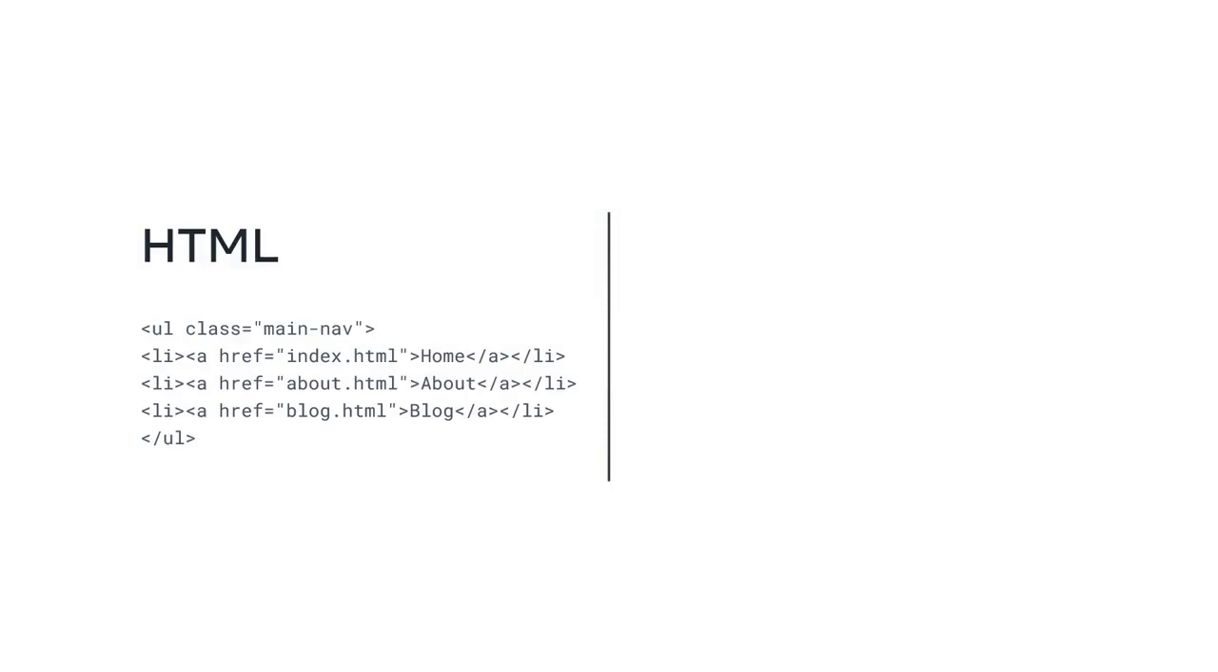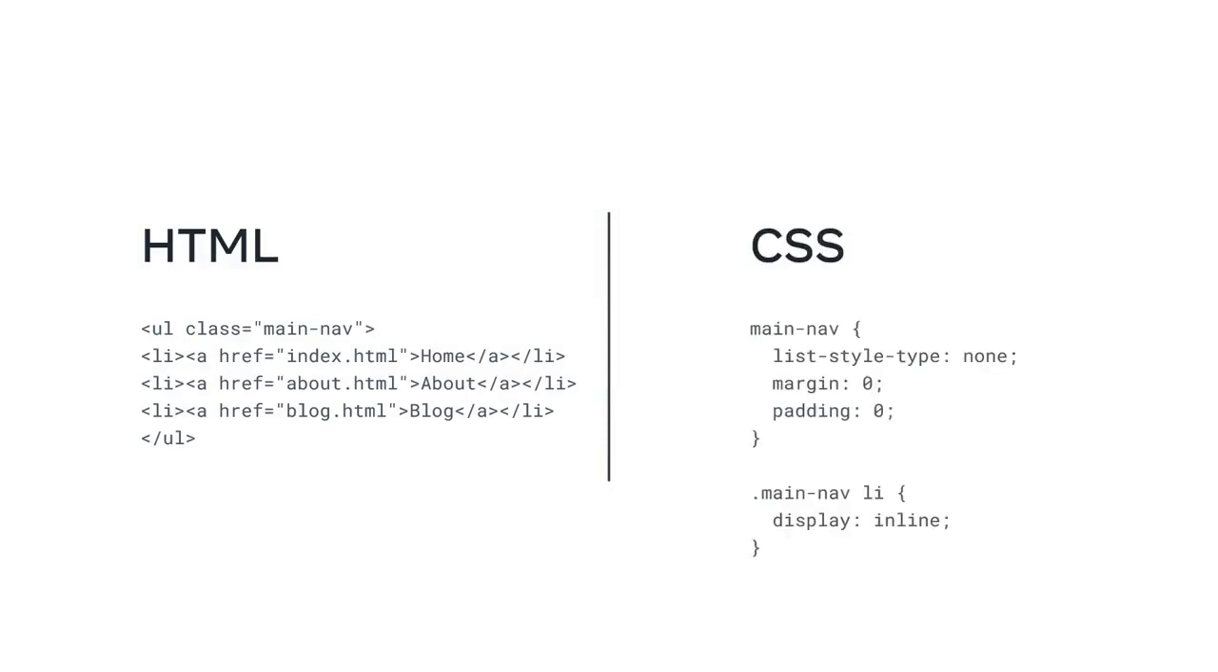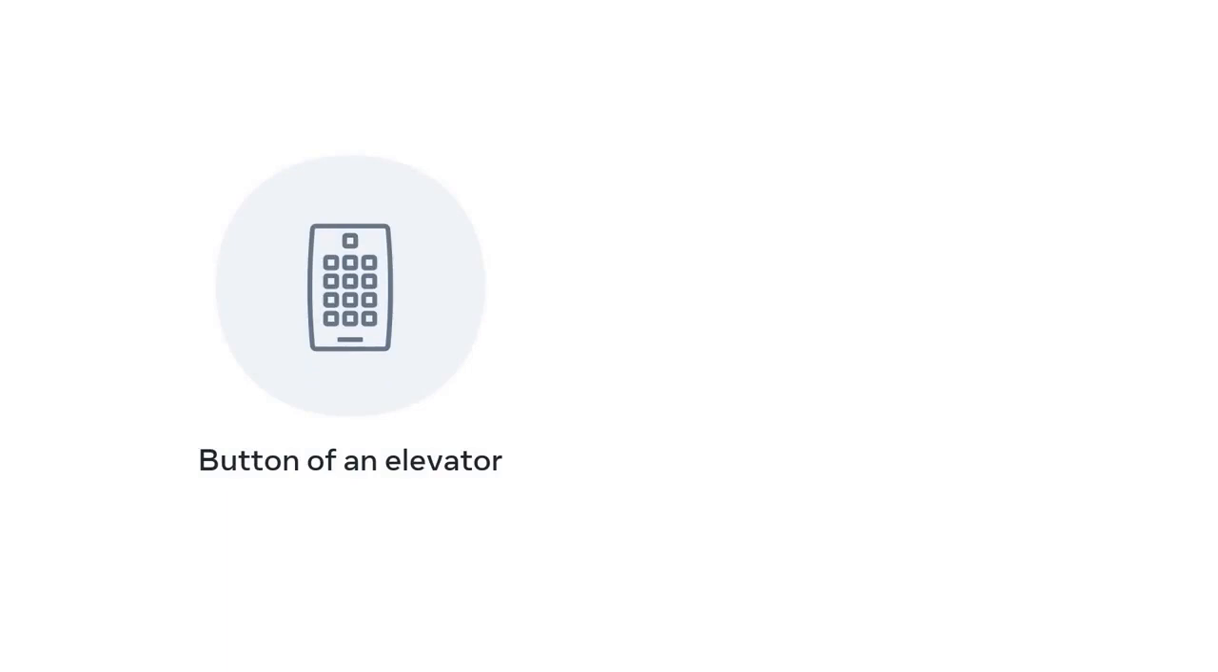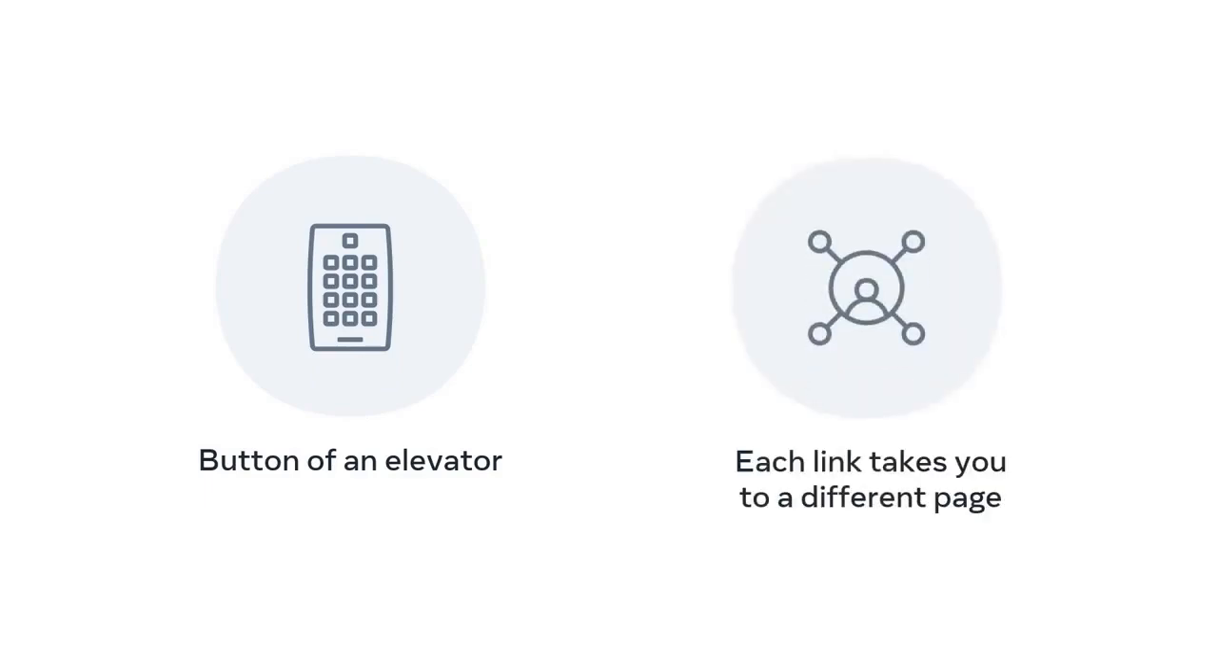Recall that with HTML, developers can use a list to make a navigation menu. Each list item contains a hyperlink to an HTML file. Then, some CSS to style the menu, like the display inline property to make the list display horizontally. To help illustrate how navigation between pages works with React, think about how the buttons on the inside of an elevator work. Pressing the button will take you to the selected floor. Similarly, each link on a website takes you to a different page if you click on it.